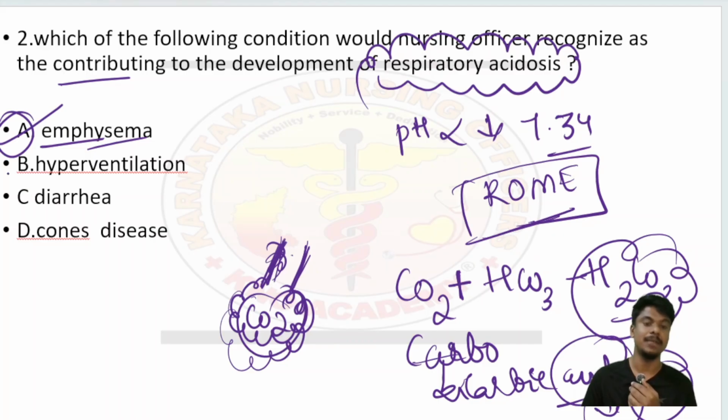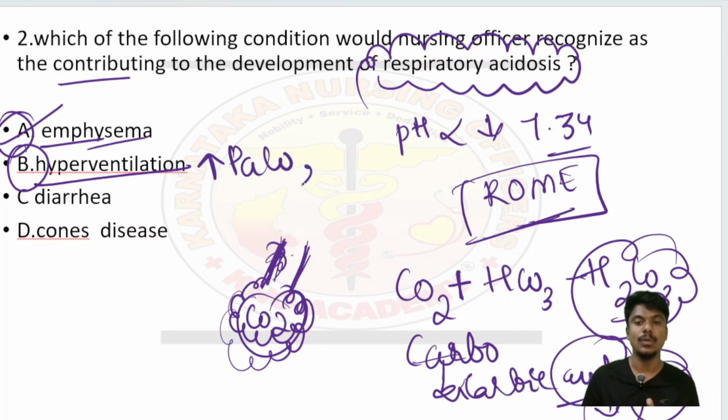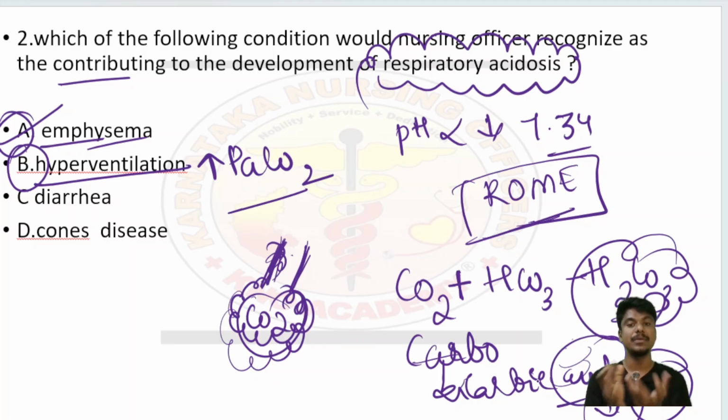We are selecting emphysema. Looking at the other options, option B is hyperventilation. If the patient has hyperventilation, in case of fever or hypoxia, the patient will struggle and have air hunger. That's why there will be more respiratory rate and more depth, which we call hyperventilation. In hyperventilation there will be a PCO2 washout, meaning carbon dioxide washout. So there is no formation of carbonic acid and no release of H plus ions. It will cause respiratory alkalosis, purely opposite.